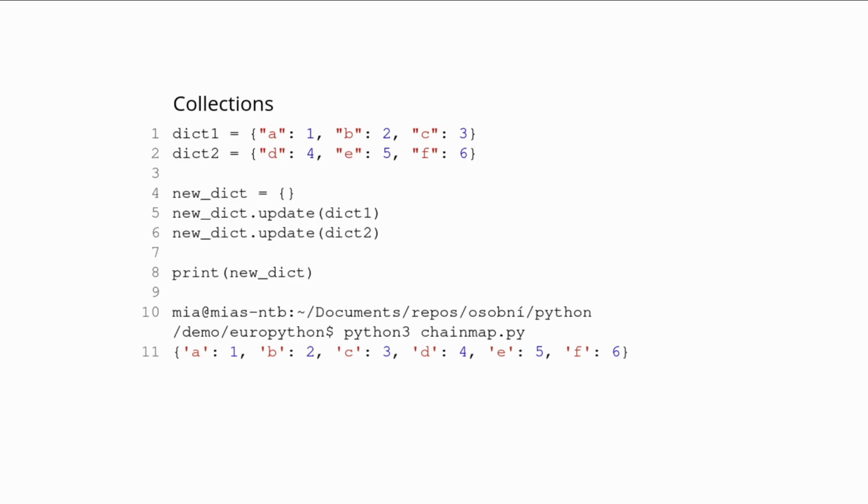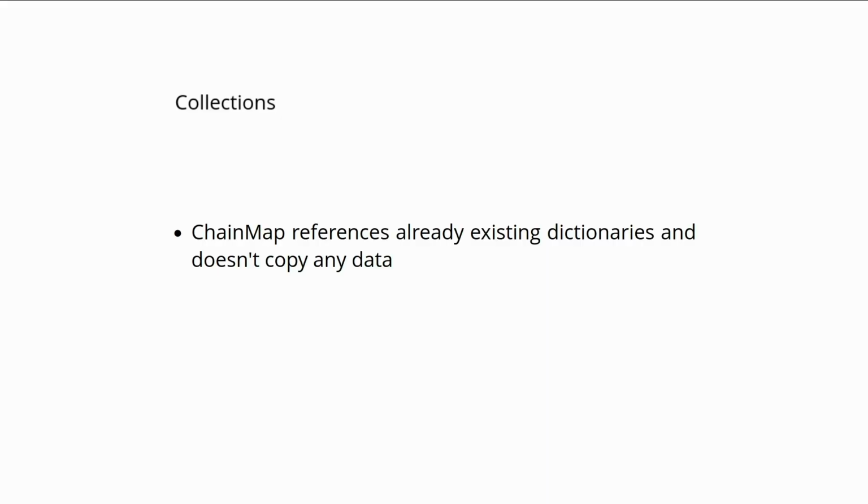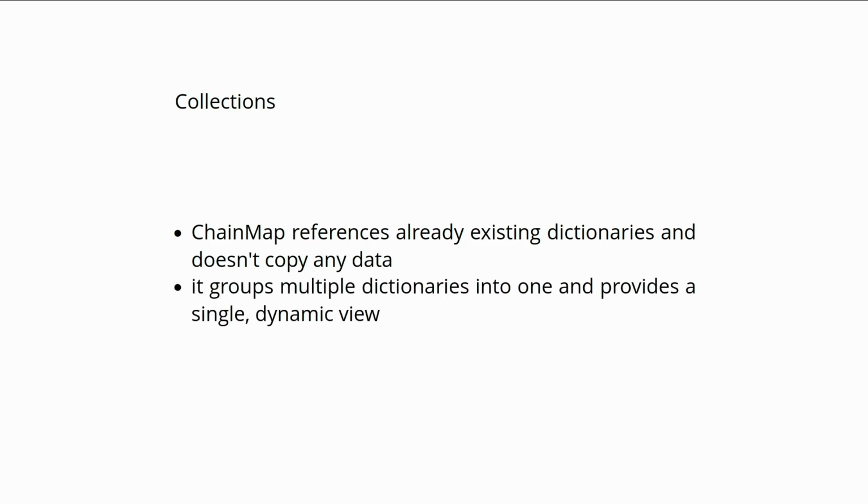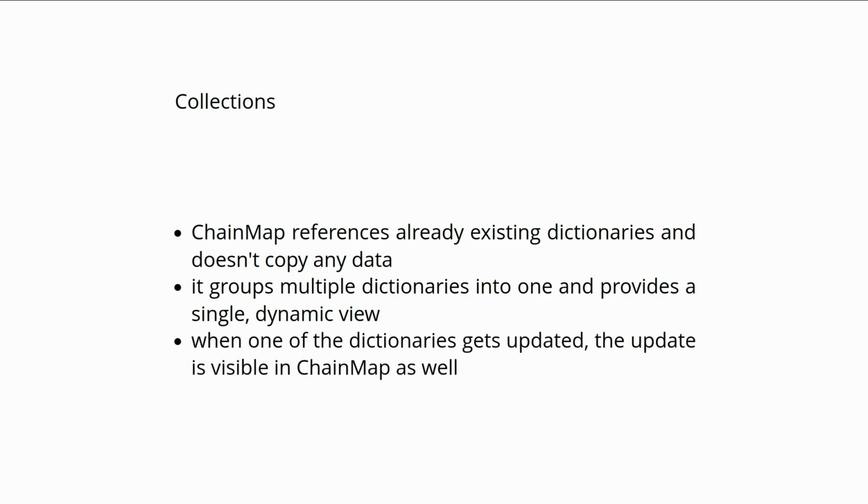So now you might be wondering, but how about creating a new dictionary and using the update method to add all the data, like we see here? So in this way, we also group all dictionaries into one, and then we iterate over it, and this is a functional approach. So the difference is that ChainMap references already existing dictionaries and doesn't copy any data, while the update method in the previous example does. So that's why ChainMap is more efficient. So how it works is that it groups multiple dictionaries into one. It provides a single dynamic view. And when one of the dictionaries gets updated, the update is visible in ChainMap as well.